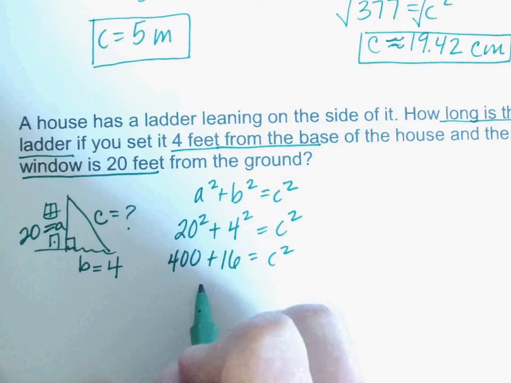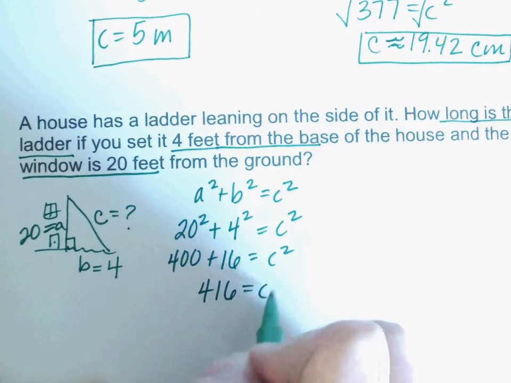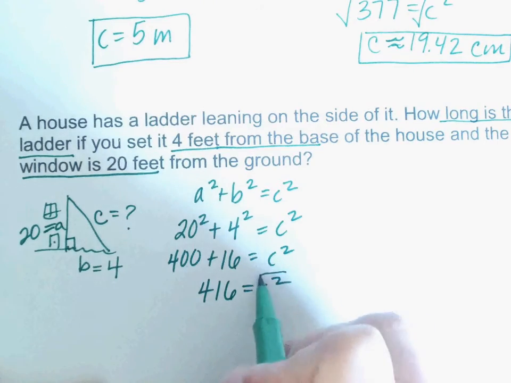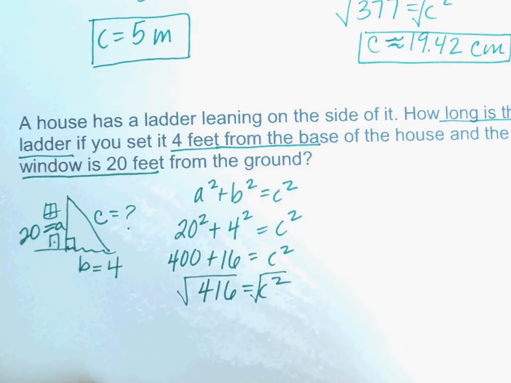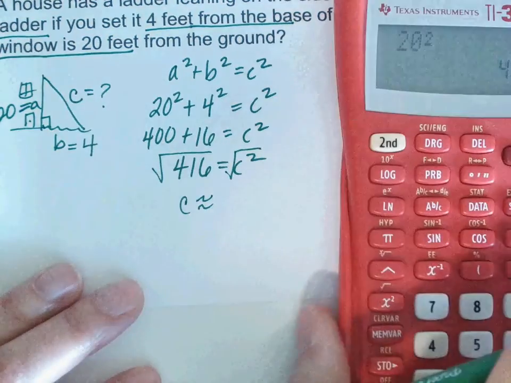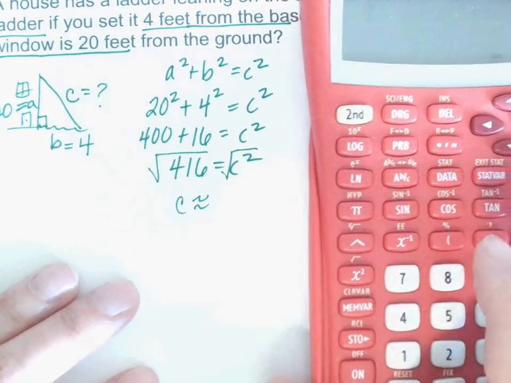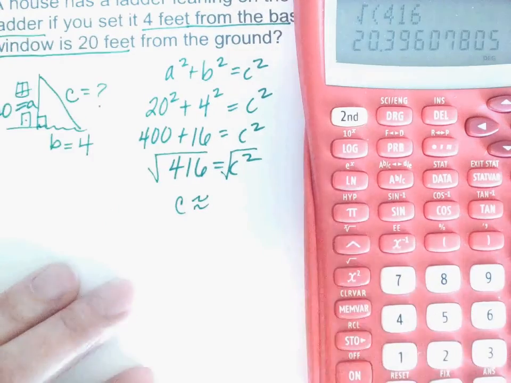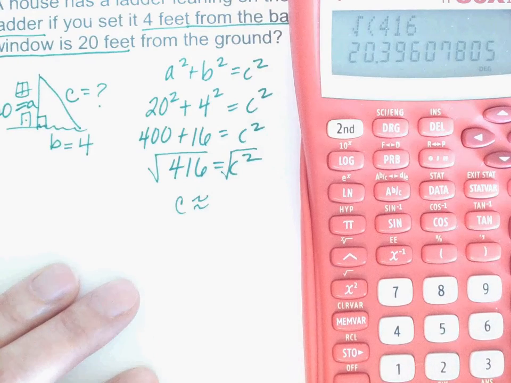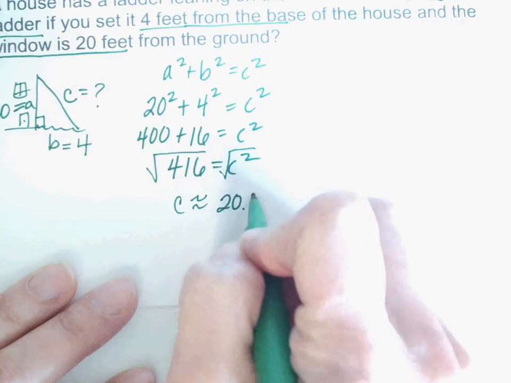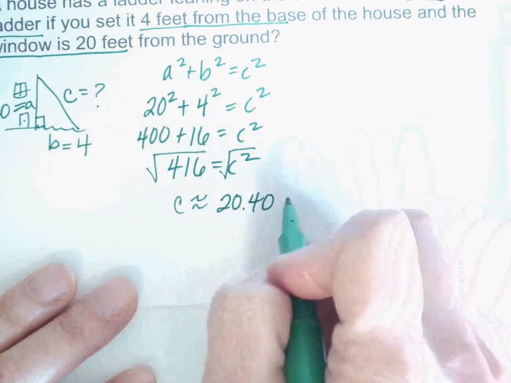Okay, and then we'll go ahead and add that up. I get 416 is equal to c squared. Remember, to solve for c, we do the inverse, which is square root. If we do it to one side, we must do it to the other. And I do not believe this is a perfect square, so square root of 416, it is not. So we're going to go ahead and round that. It is about 20 and 40 hundredths, so about 20 and 40 hundredths feet.